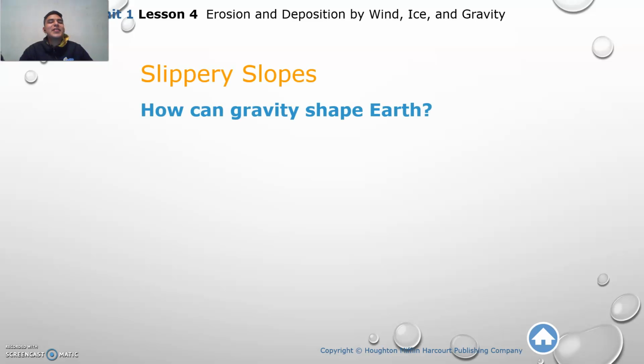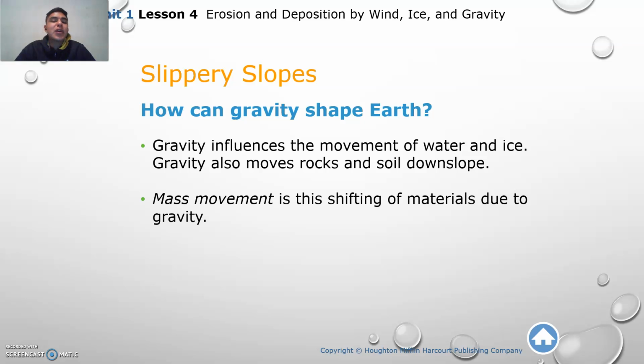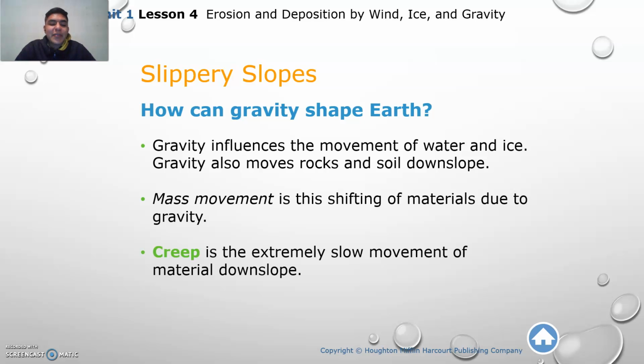Okay, now let's leave ice behind, and let's just stay with gravity. How can gravity shape Earth? Gravity influences the movement of water and ice. Gravity also moves rocks and soil downslope. Mass movement is the shifting of material due to gravity. Creep is the extremely slow movement of material downslope.